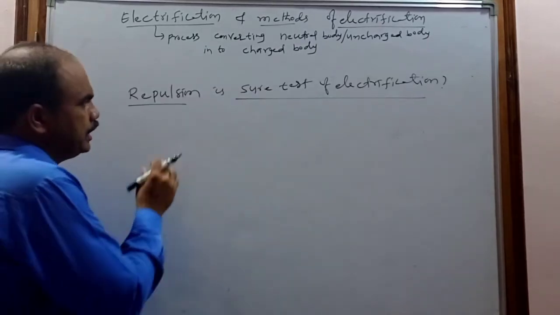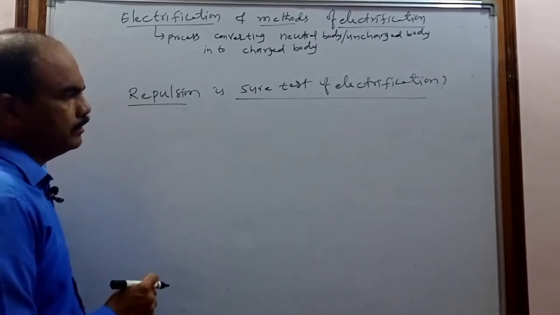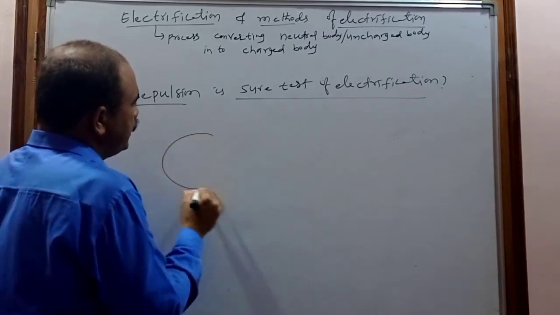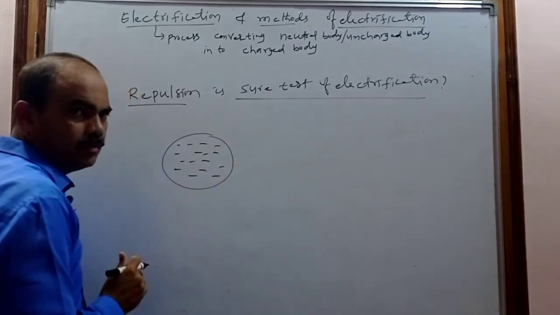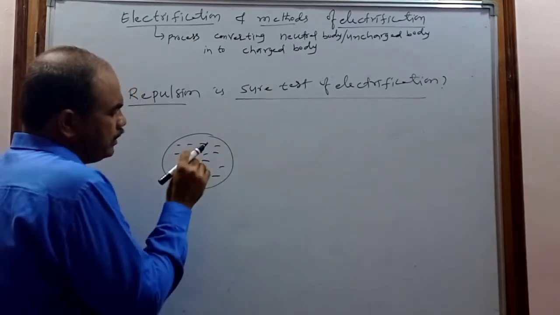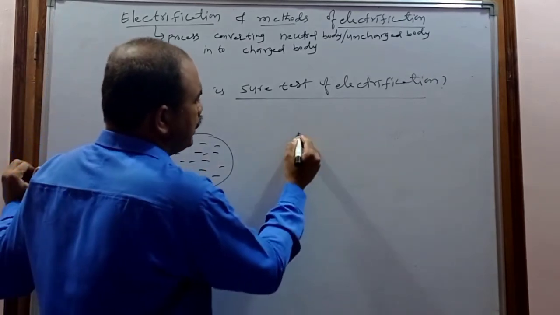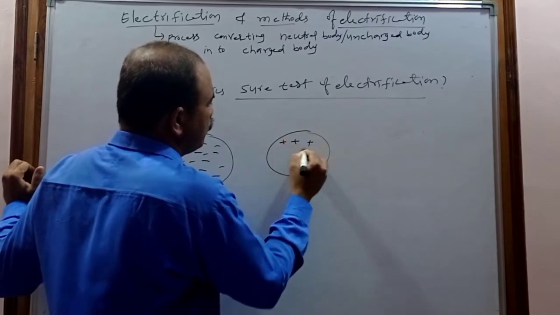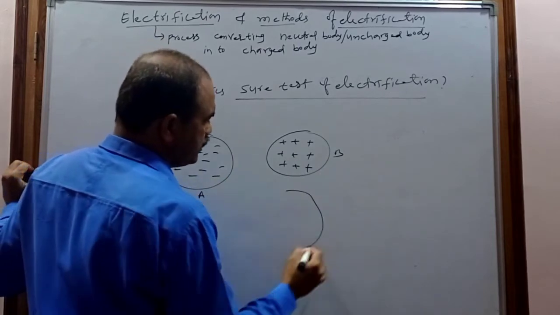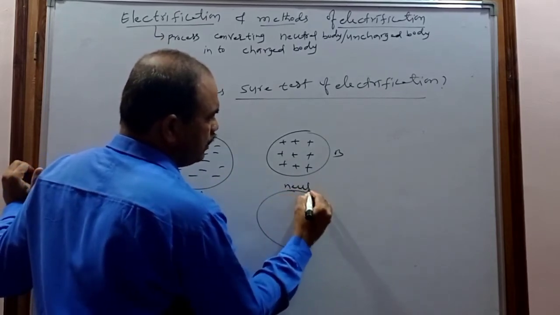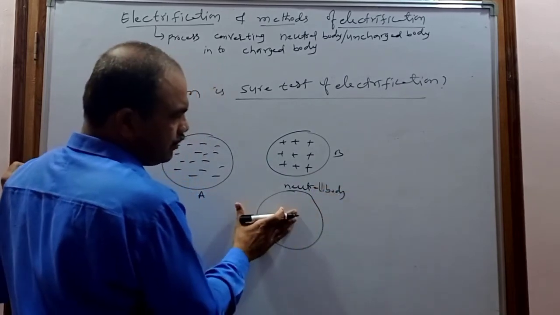Next I am going to explain why repulsion is the sure test of electrification. Now consider this is a negatively charged body. To this negatively charged body I am bringing two bodies: one is a positively charged body, A, and another one is a neutral body, B. A neutral body is electrically neutral.